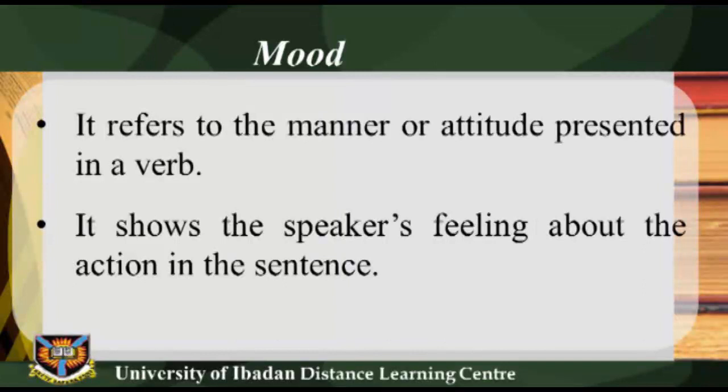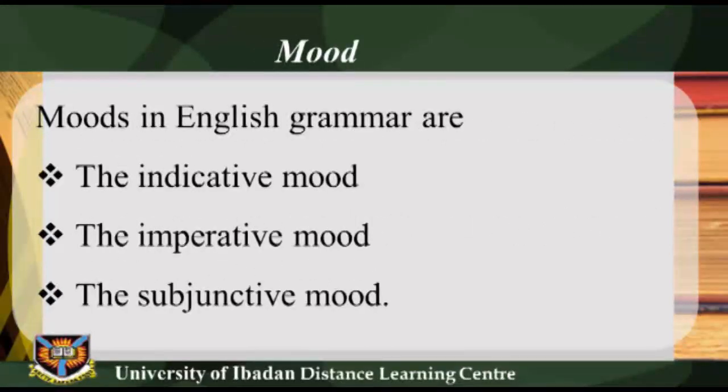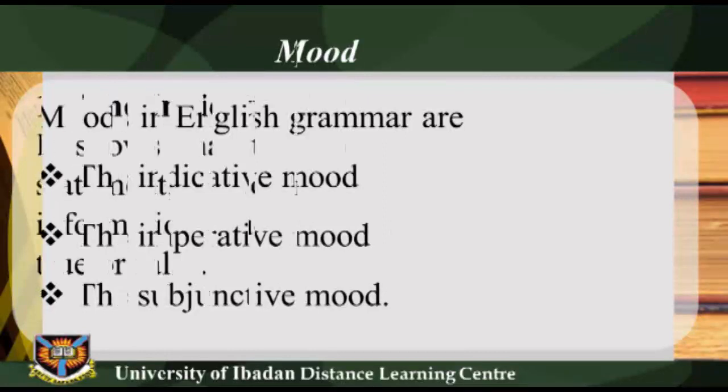C. Mood. Mood refers to the manner or attitude presented in a verb. It shows the speaker's feeling about the action in the sentence. Three moods are identified in English grammar. These are the indicative mood, the imperative mood, and the subjunctive mood.